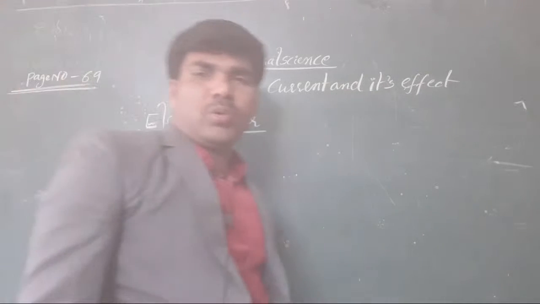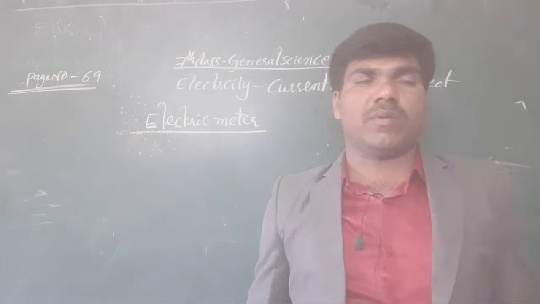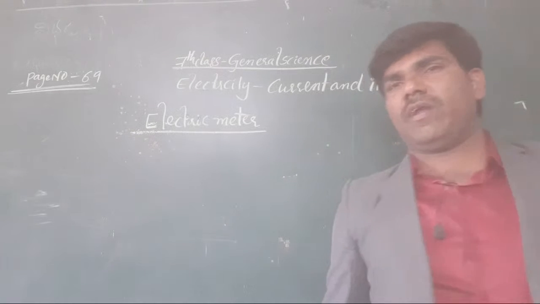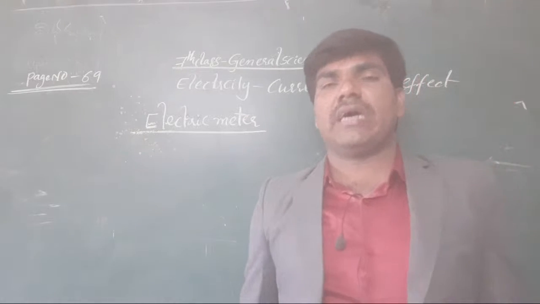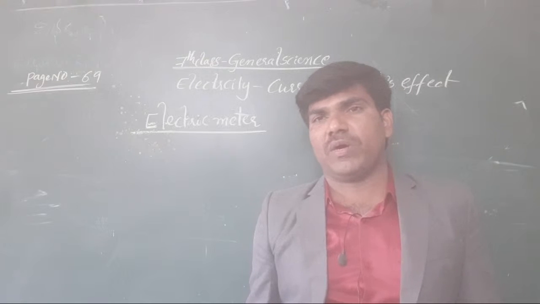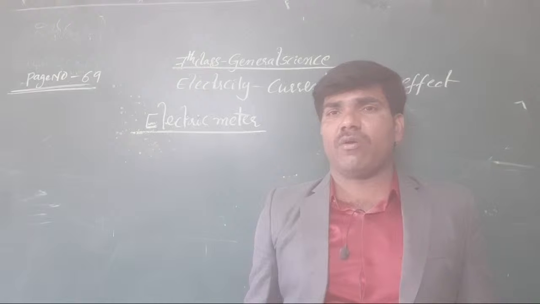Yeah, there are two types of meters. One is the digital electric meter, another one is the normal electric meter. You all know very well, our homes get electricity from where? Total electricity comes through which device? Electric meter only. Okay, clear or not, all of you?